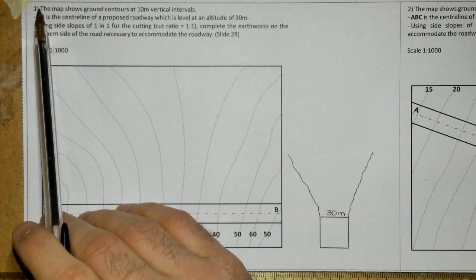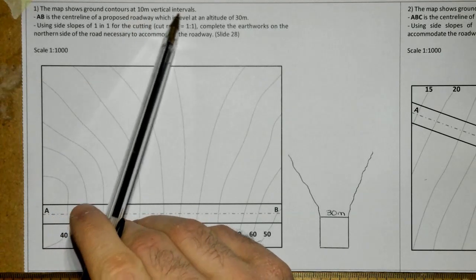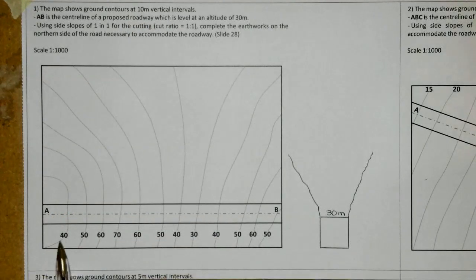So it says here, question one, the map shows ground contours at 10 meter vertical intervals. Okay, so the first thing we notice is that the contours are 40, 50, 60, 70, and so on, going downwards and then back up to 60. So there's 10 meters difference between them. And our scale is 1:1000. So that's very important here.